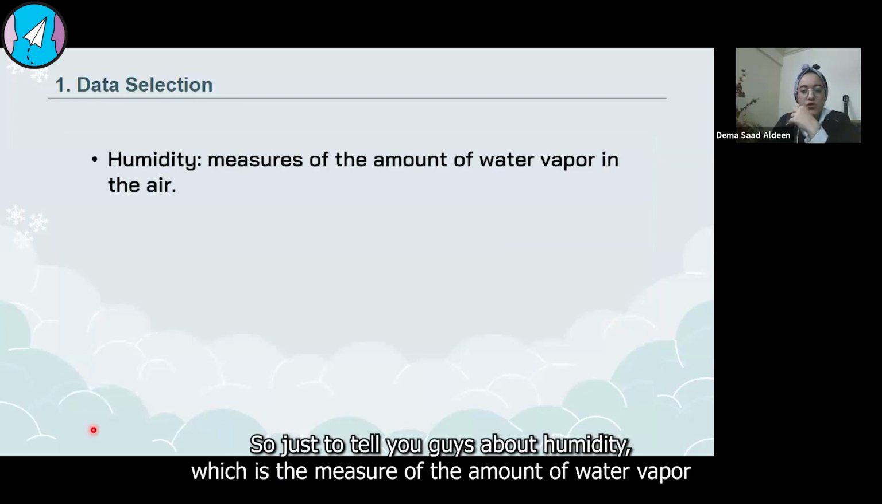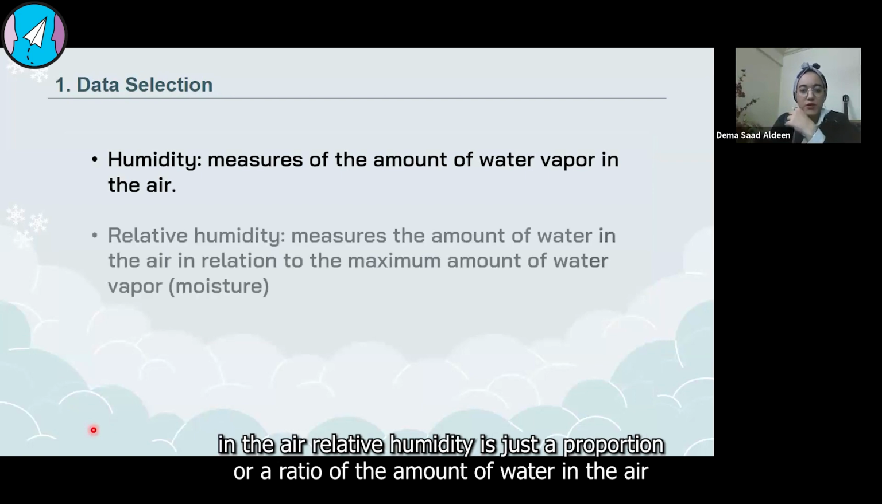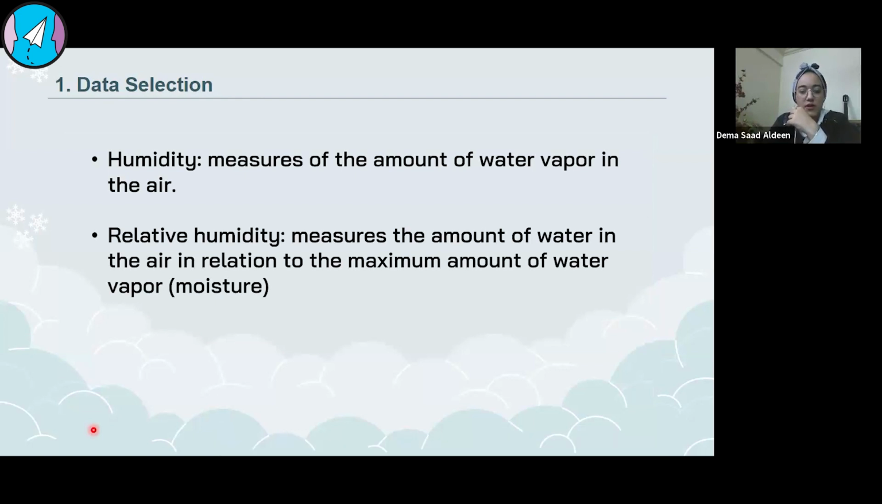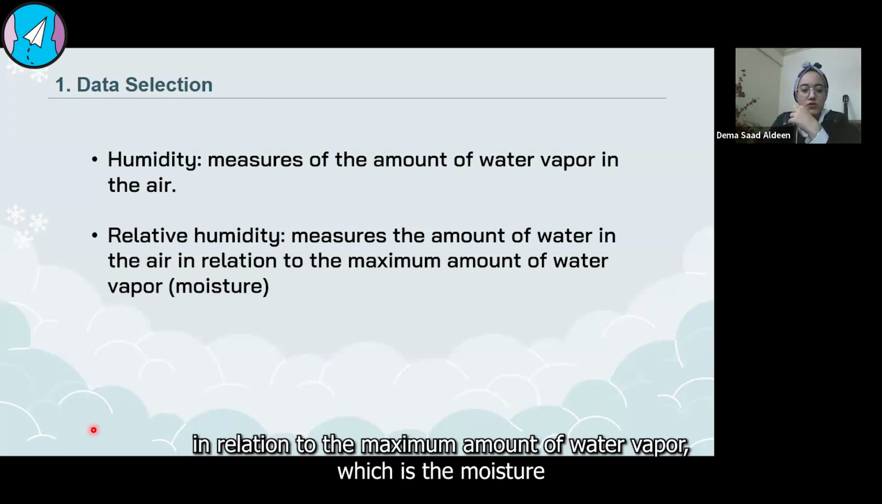Just to tell you about humidity, which is the measure of the amount of water vapor in the air. Relative humidity is a proportion or a ratio of the amount of water in the air in relation to the maximum amount of water vapor, which is the moisture.